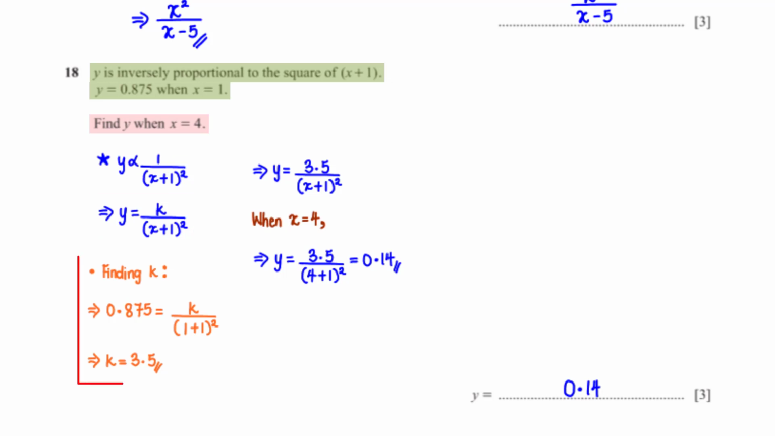To find the value of k, we substitute the values of y equals 0.875 and x equals 1 given in the question. This gives us 0.875 equals k over 1 plus 1 squared. When we make k the subject, we get k equals 3.5. Therefore, y is equal to 3.5 over x plus 1 squared. And so when x is 4, y is 3.5 over 4 plus 1 squared, which is equal to 0.14.